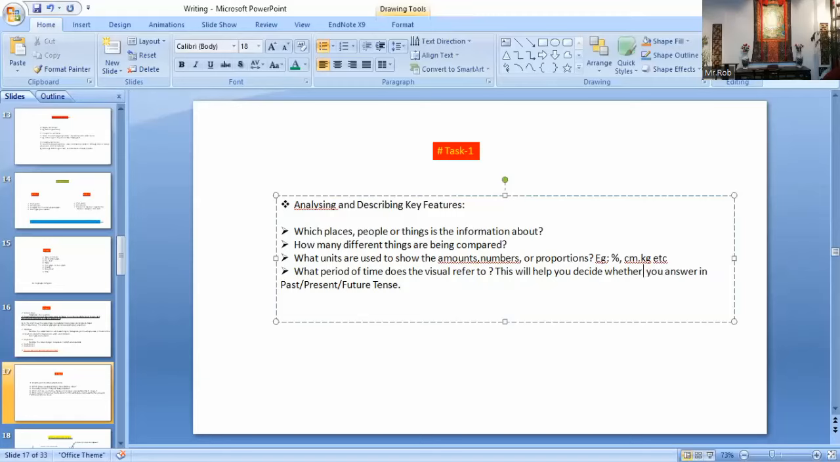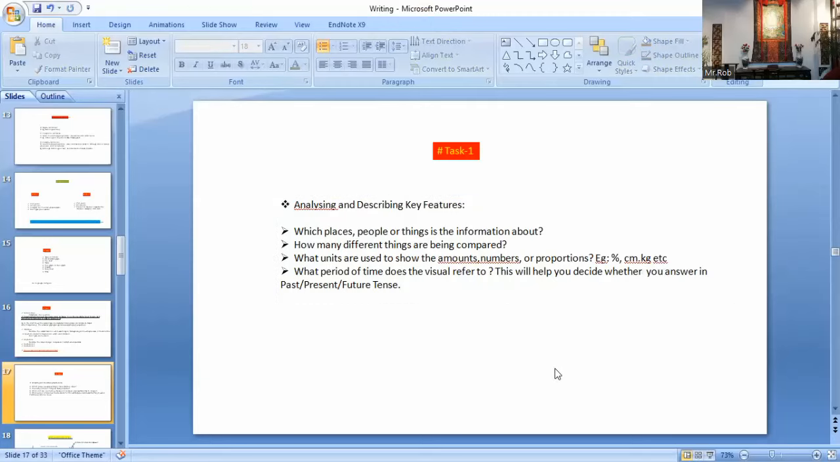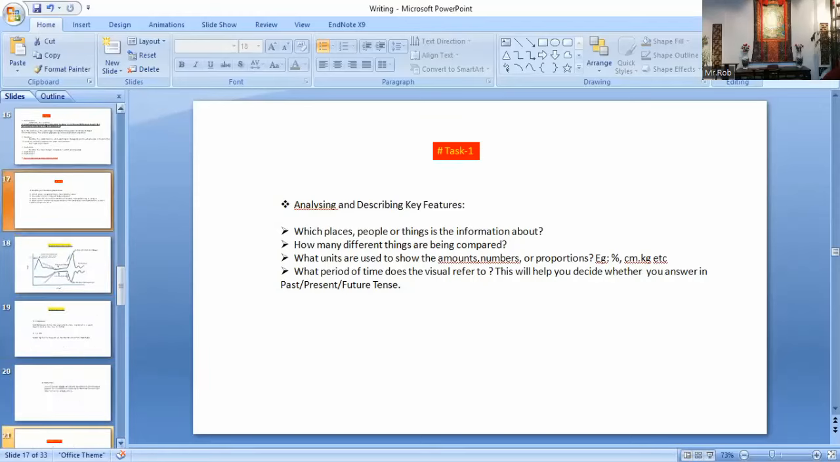So if the time is about the 1980s or 1960s or 1990s, then definitely with reference to now, you should use past tense. If it is in the 2030s or 2050s, then you have to use future tense. And if it is in 2024, then you have to use the present tense. So it depends upon the time in the relevant question that your tense of your answer is based on.